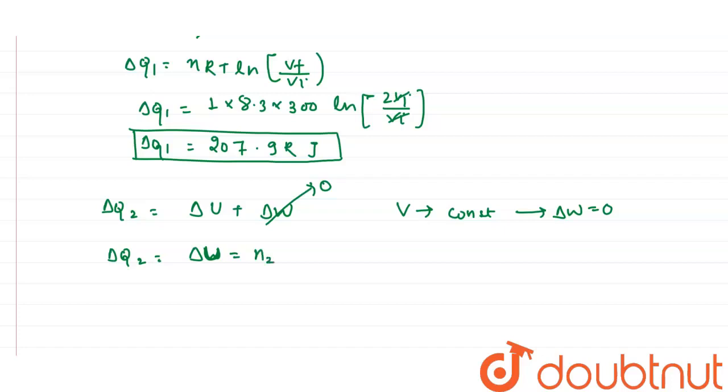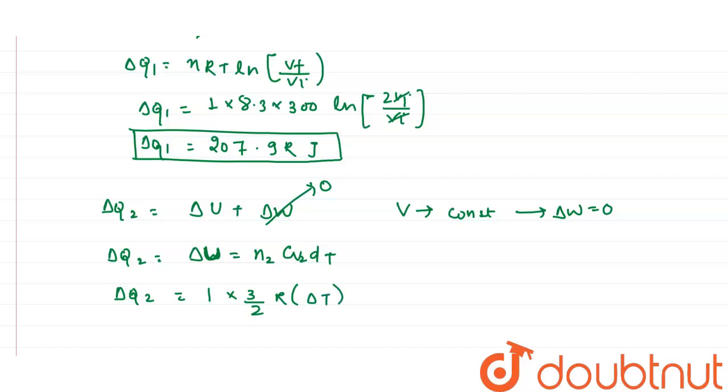This is for vessel 2: n Cv dT. Now the value of delta Q2 is equal to number of moles, 1, into the value of Cv. This is a monoatomic gas, and for a monoatomic gas the value of Cv, the specific heat at constant volume, is 3/2 R, and this is our delta T.